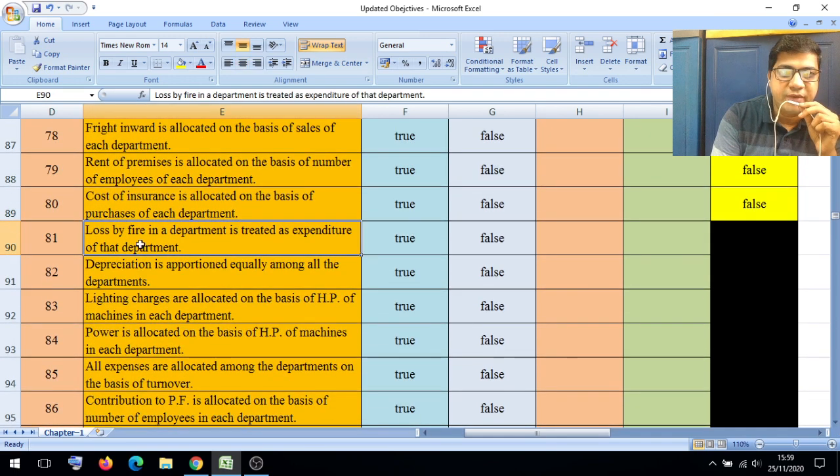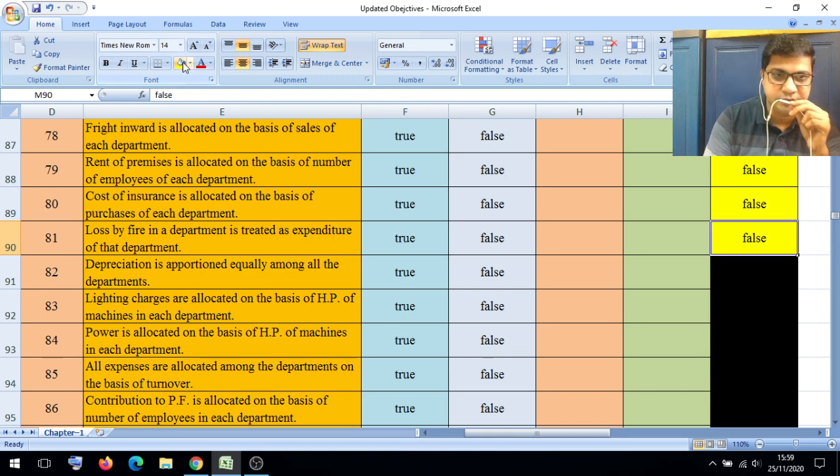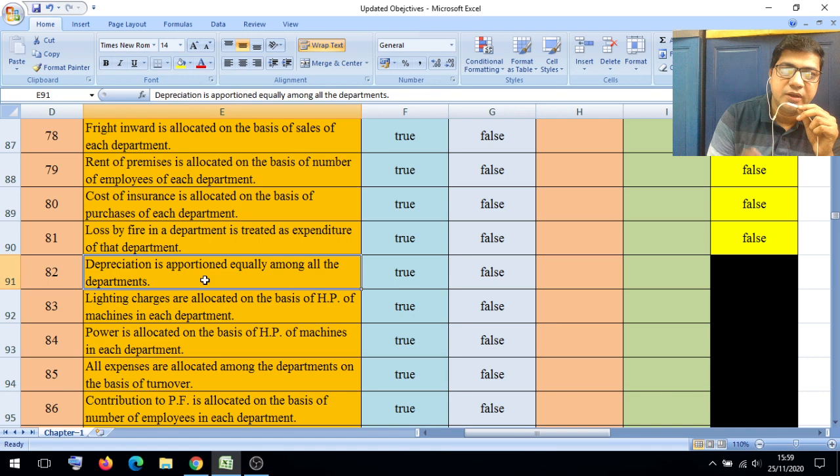Loss by fire in a department is treated as an expenditure of that department. Is it true or false? It is also false. Loss by fire may occur not in only one department, it may occur in a number of departments. So we cannot say that it is an expenditure related to the department. Or one more thing is, every department has different kinds of expenses. If loss by fire occurs in the sales department, we cannot say that it is only an expense related to the sales department, therefore the statement is false.